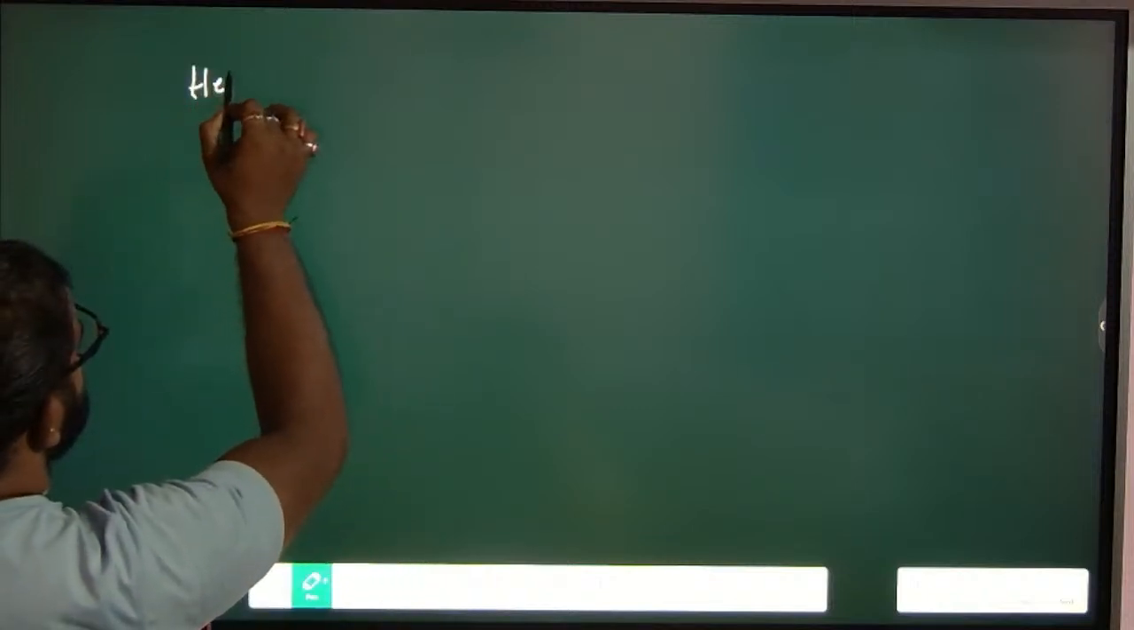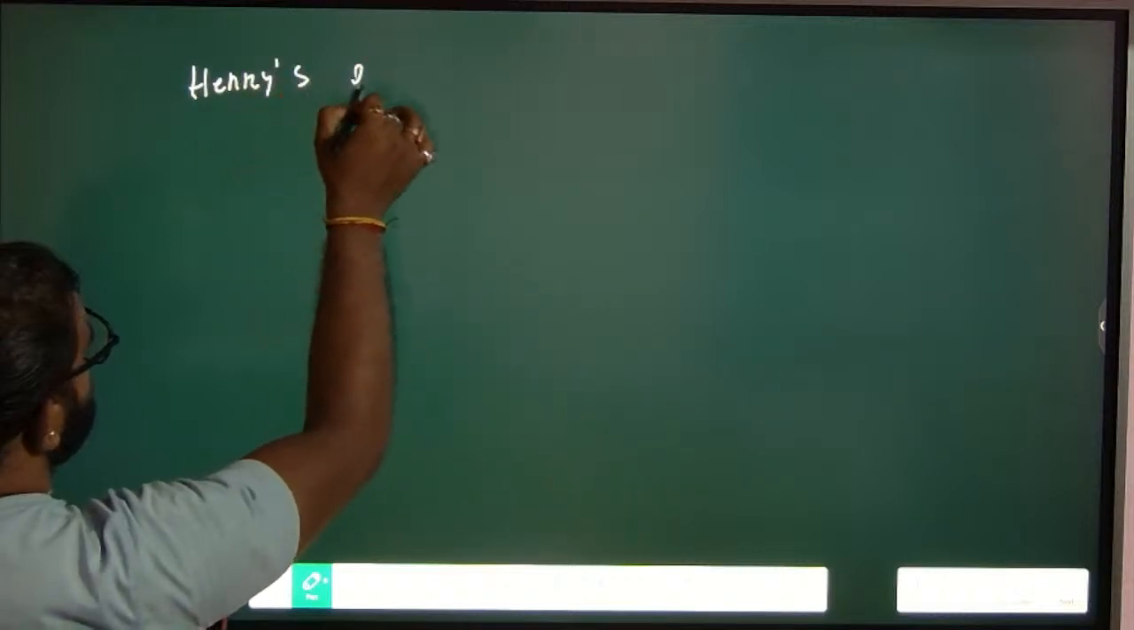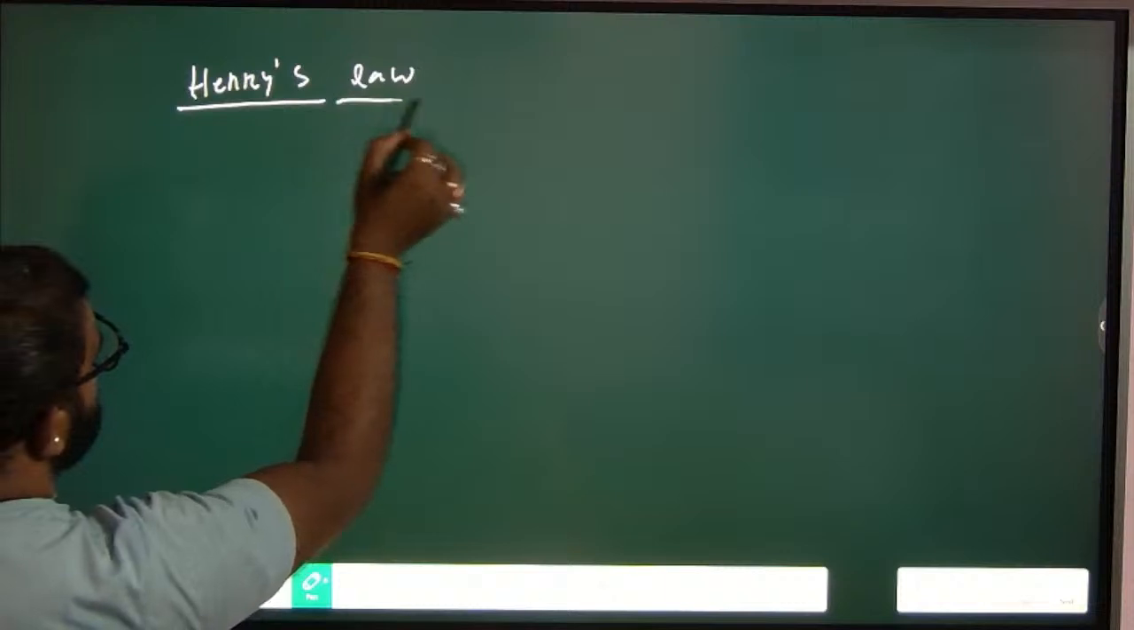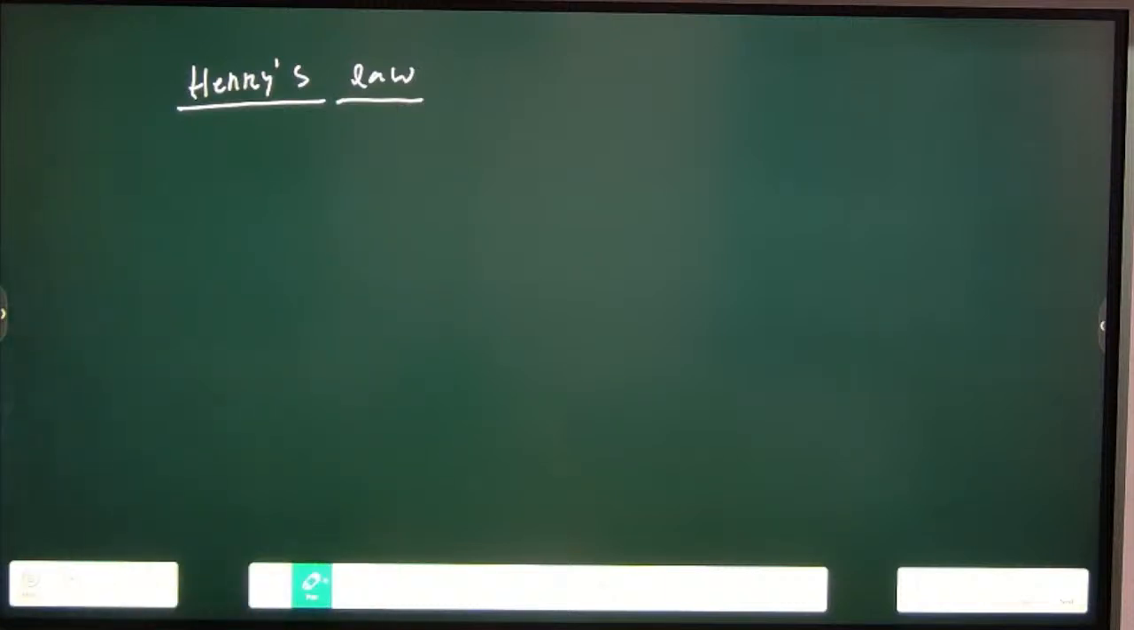Next is Henry's law. अगर कोई सॉल्यूशन पे हम कुछ गैस डिसॉल्व करते हैं तो उसका जो प्रेशर है वो मोल फ्रैक्शन के साथ प्रोपोर्शनल रहेगा. मतलब if we dissolve any gas in a solution, then there will be pressure. The pressure will increase.